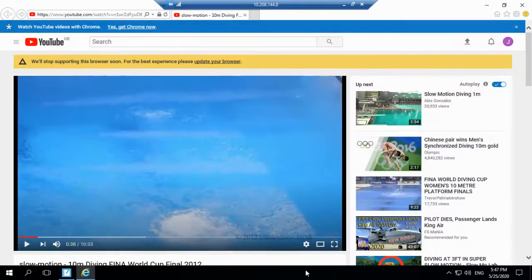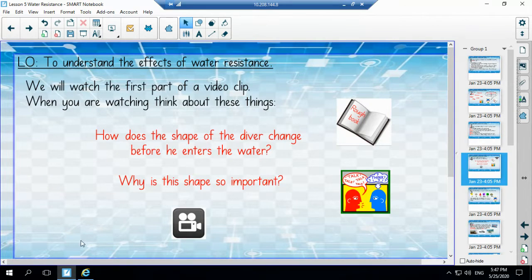Okay, now back to the slide. You may want to pause the video in a moment while you have a chat about or make notes on why the diver changed his shape before he entered the water and why that was important. Okay, if you had said that the shape of the diver changed into a streamline position, and it was important so that he created less water resistance, then you're absolutely right.